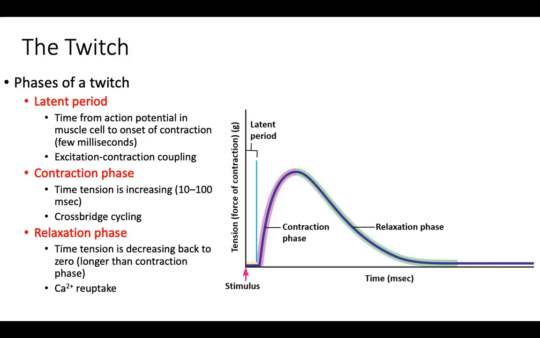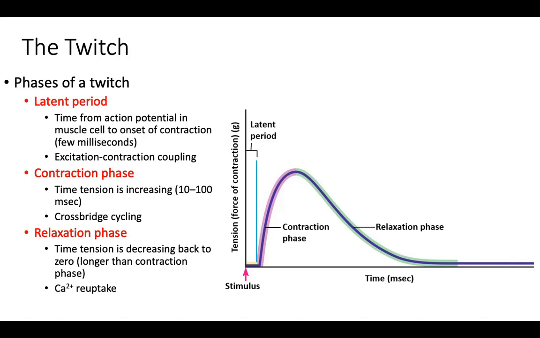But this is the time that we start to see force from the beginning of that force generation right up to the peak of the contraction, or the maximum force that can be generated for that muscle. The third and final phase is the relaxation phase. This is the longest phase, as you can see here visually on the graph. This is where we have decreasing back to zero. So the muscle begins to relax here. This is longer than it takes for the muscle to contract.